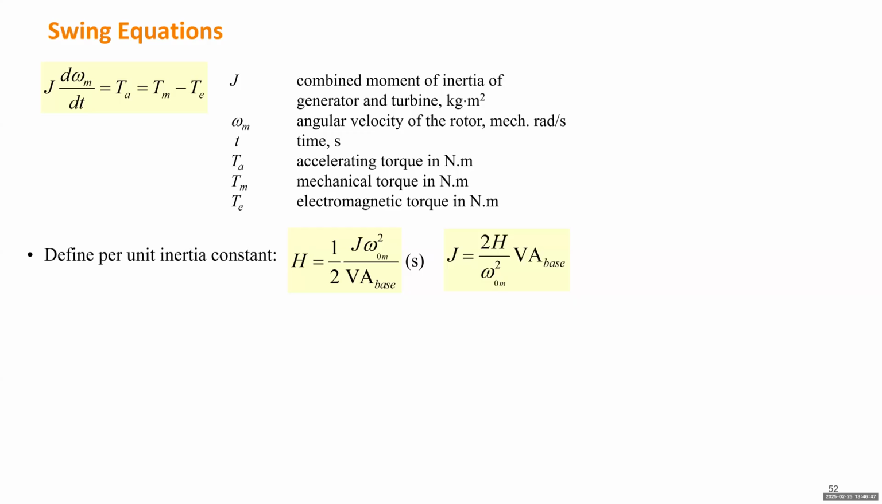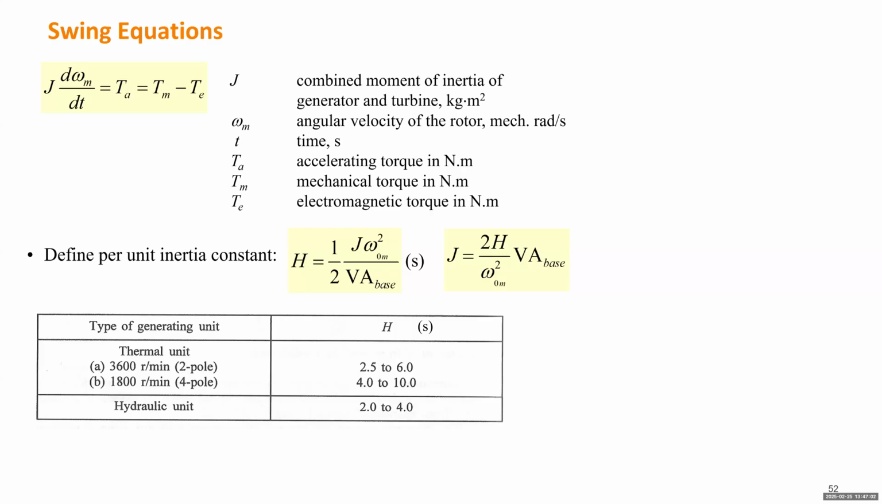From this definition, you can calculate the moment of inertia of the generator using this H factor, this inertia constant, and also the power base. For thermal units, which are typically round rotor generators, the time constant can be smaller for 2 poles and bigger for 4 poles. And for hydraulic units, which are salient pole rotor generators, the time constant can be 2 to 4 seconds.